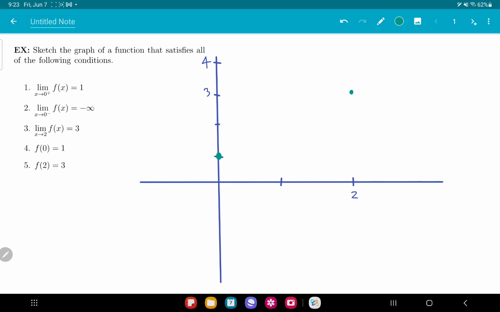Now when x goes to 2, the function approaches 3. So how can I put that into my graph? Well, x goes to 2, that's not a one-sided limit. That means from both directions, I have my function going into this point here. So from the left and from the right. Okay, so I was able to draw a little bit more of my graph here, and that represents number 4 here.